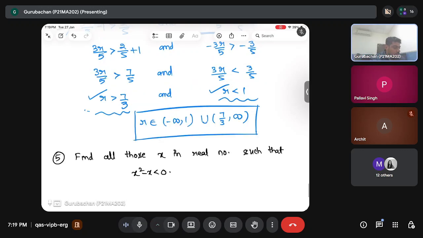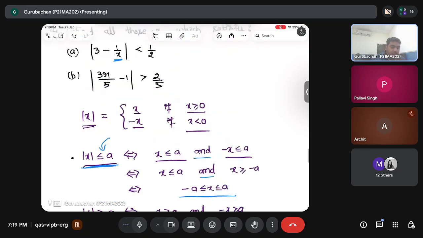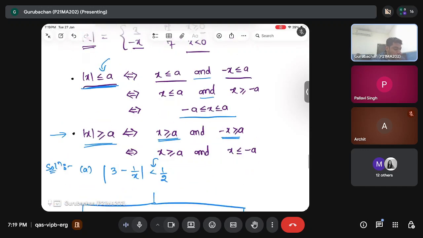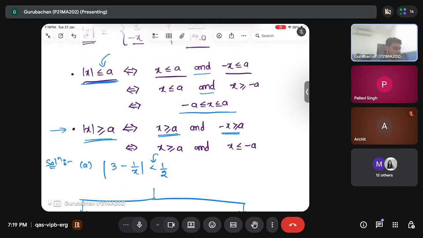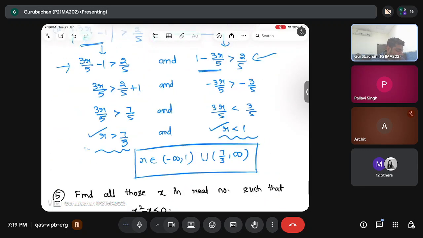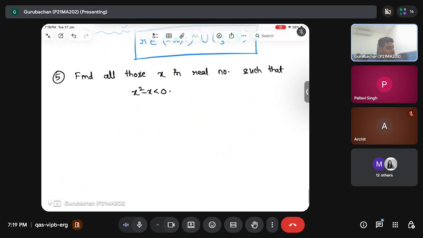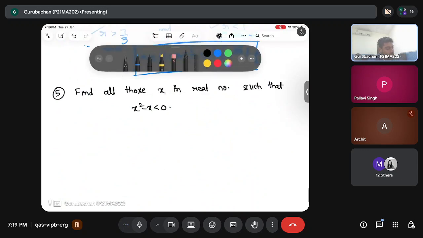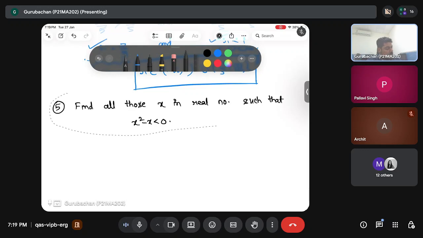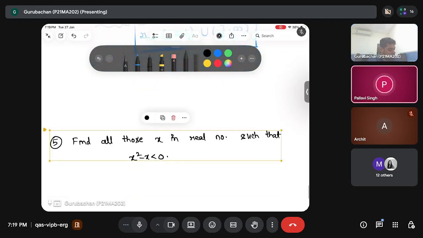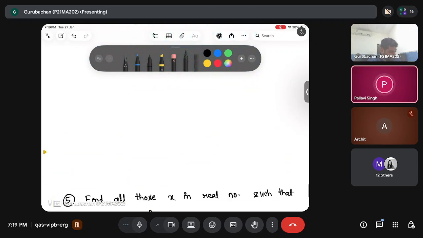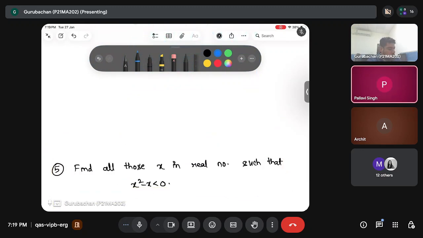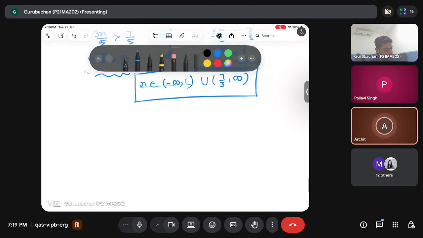So everybody, first of all, focus here. Let me tell you this mod x less than or equal to a and mod x greater than or equal to a with some another scenario. What is mod x actually? What does this mod x represent, the physical interpretation of this mod x? Anybody? Sir, it basically represents the distance on the number line. Okay. So distance of a point from the origin.